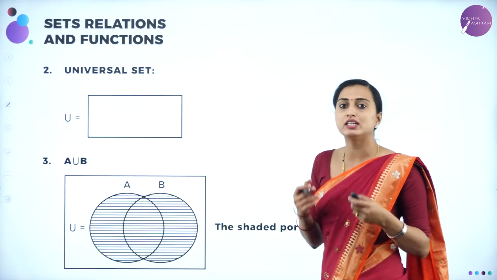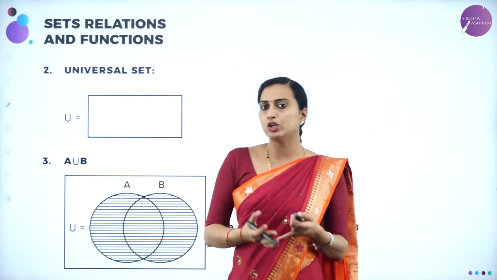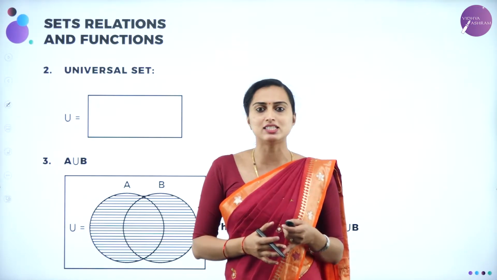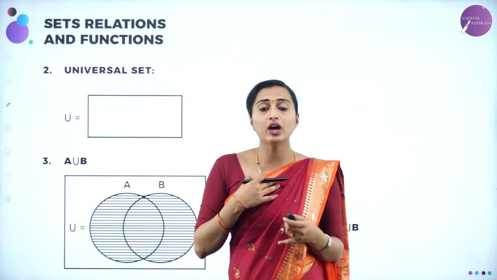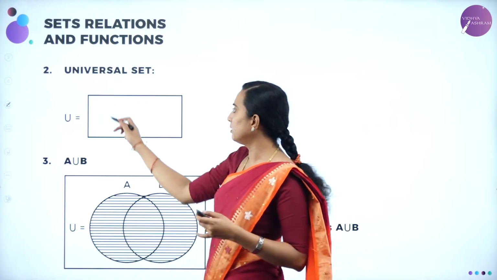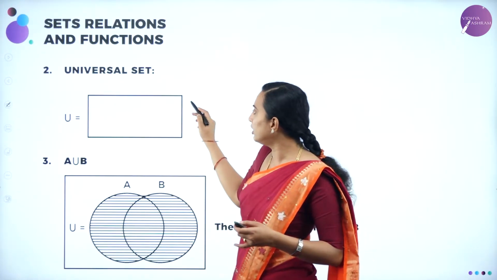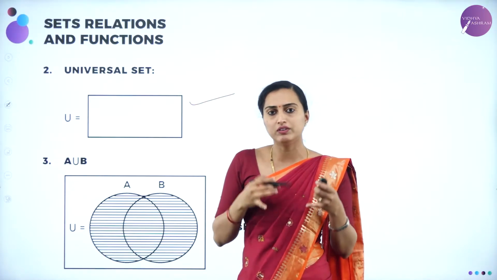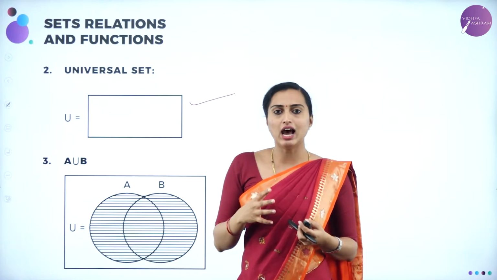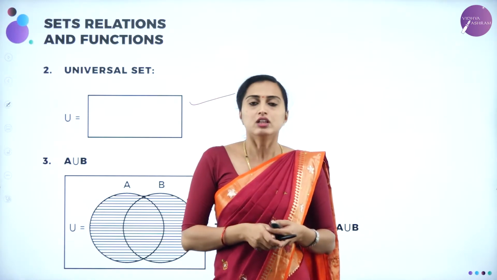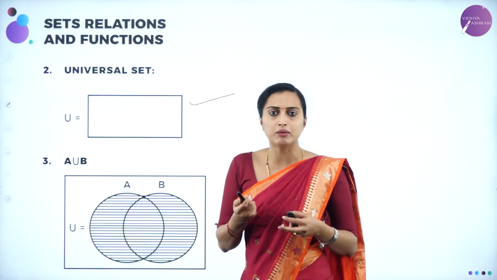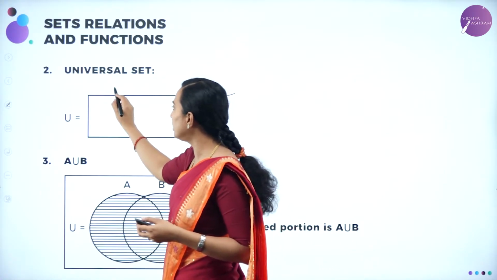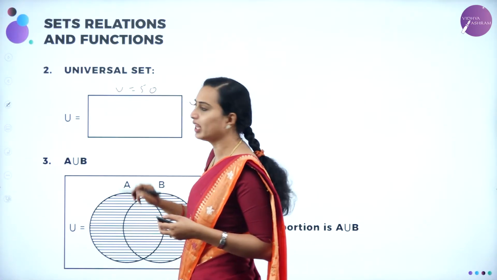How are we going to represent the universal set? What do we mean by a universal set? All the subsets which come under a set together form the universal set. In a Venn diagram, it is represented by a rectangle. For example, if in a class there are totally 50 students, then the universal set is 50 students. Therefore, you are going to write U equals 50 students, like that.